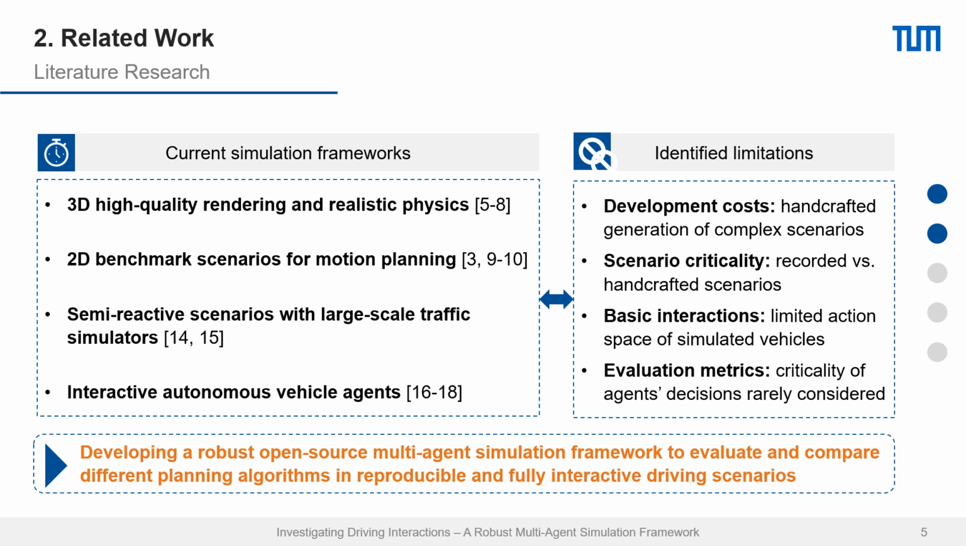There are already a few multi-agent simulations which feature an interactive environment, for example for racing or cooperative planning approaches. However, most simulation environments provide only basic measures to evaluate the planning methods, such as the success or failure rate of the agents, but do not assess the overall criticality due to the agent's decisions. Therefore, we developed an open-source multi-agent simulation framework to test and evaluate different planning algorithms in fully interactive scenarios.